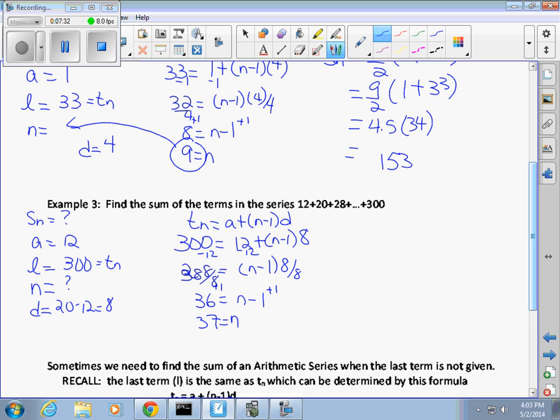So now I have my first, my last, and the number of terms, so I can solve for the sum. So I have 37 over 2 is equal to 12 plus 300. So 37 over 2 times 312 is 5,772.